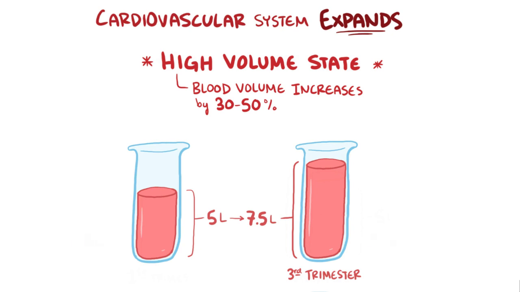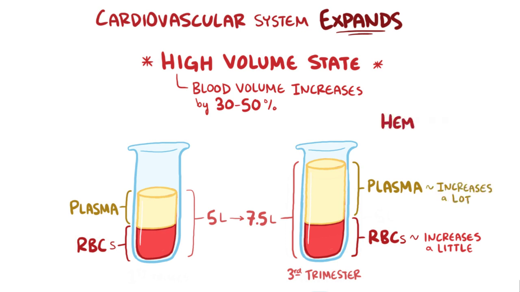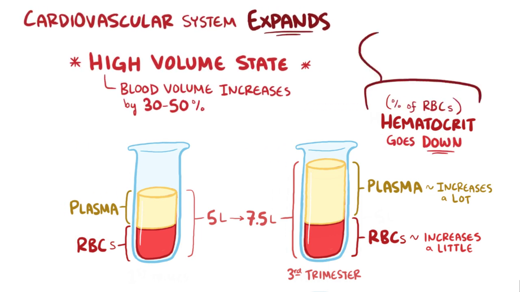The number of red blood cells increases a bit, but there's a much larger increase in the plasma volume, the portion of blood that doesn't have red blood cells. So the hematocrit, or percentage of blood made of red blood cells, actually goes down. This is called physiological anemia of pregnancy.